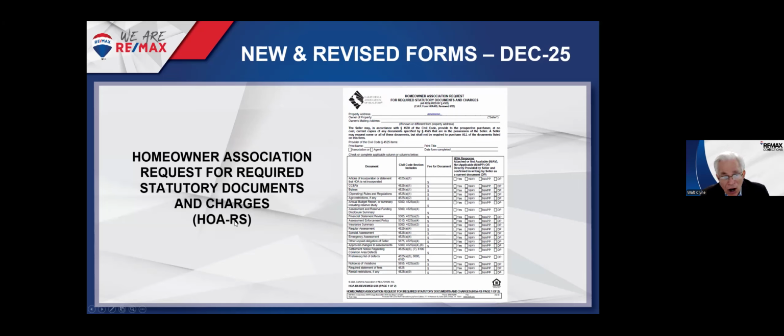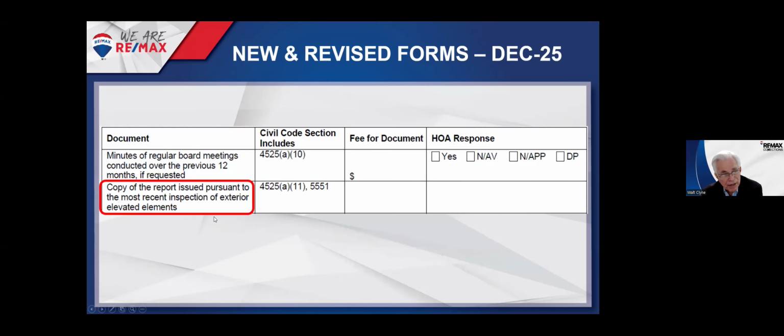HOA RS, the request for required statutory documents and charges. That's been modified to comply with what civil code now states. A lot of people don't use this form. Escrow orders this in general. But now civil code requires on page 2 of that form that a copy of the so-called balcony inspection report be provided to the buyer.